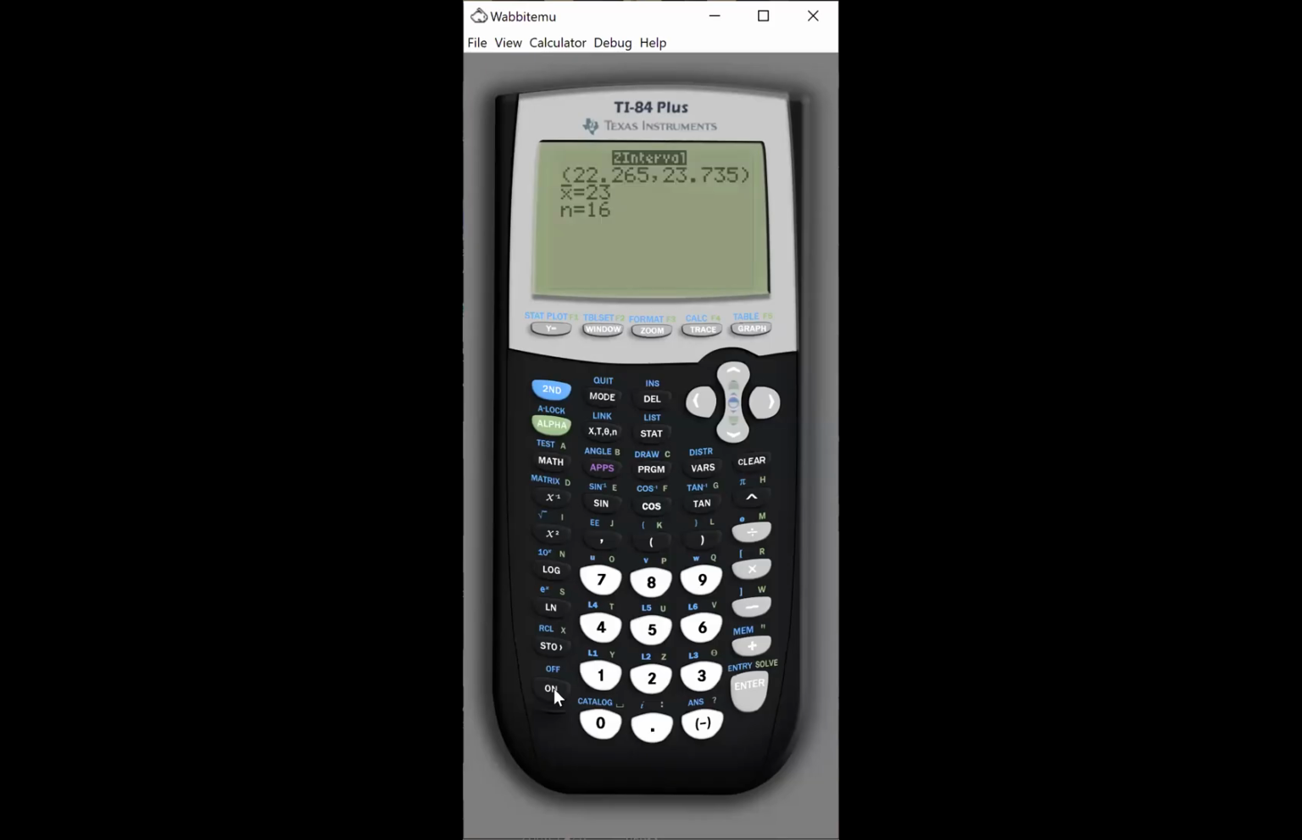First, turn it on. The first thing you want to do is go to stats, go to edit, and enter all of the numbers. So you want to enter 52, then 30, then 44, 35, 47, 37, 56, 26, 39, 26, 39, and 28. So you just want to enter all of those numbers. I'll give you a minute so you can enter those number sets.